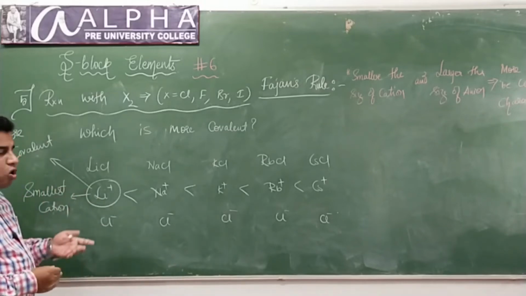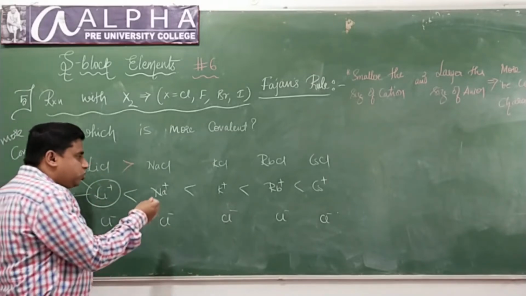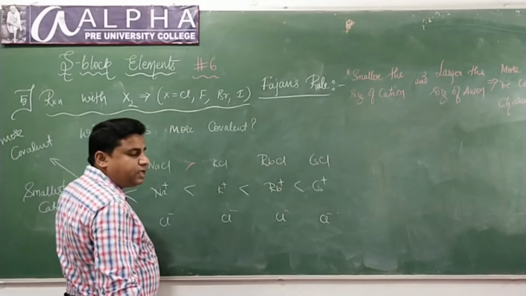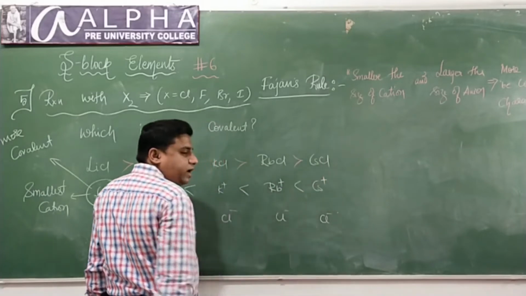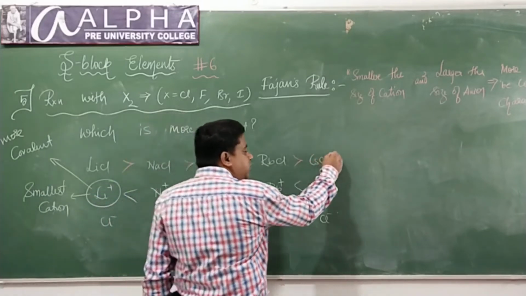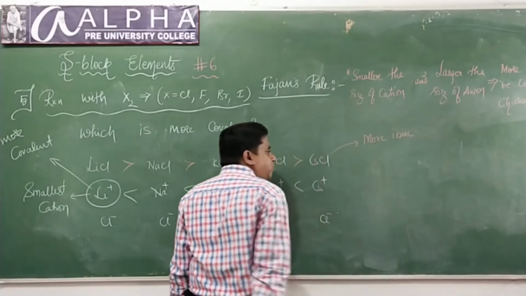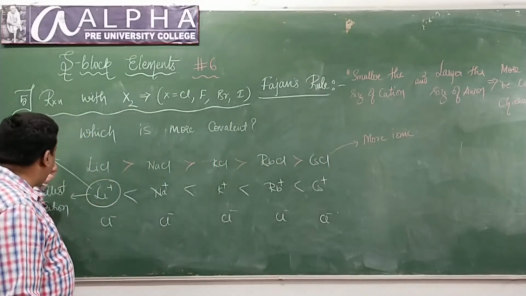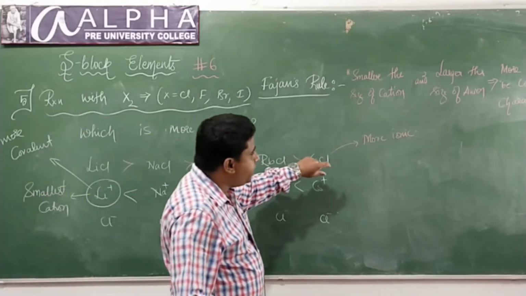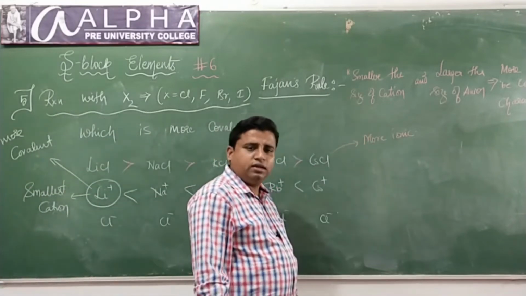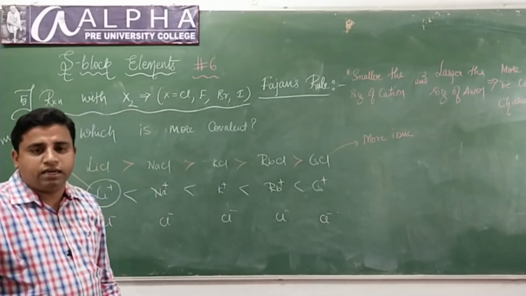Therefore, what will be the order of the covalent character here? Lithium chloride is more covalent than sodium chloride. Sodium chloride is more covalent than potassium chloride, then rubidium chloride, then cesium chloride. Cesium chloride is least covalent, or it is more ionic. Are you getting my point? Lithium chloride is more covalent, less ionic, whereas cesium chloride is more ionic, less covalent. Hope you have understood about reaction with halogens, guys.